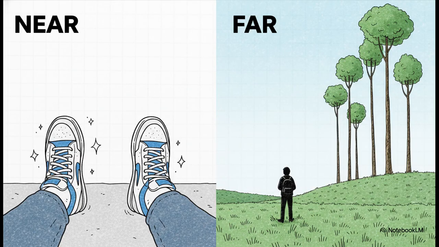For instance, if you're talking about the shoes right on your feet, you'd say, these shoes are new. But if you're looking at some trees way off on a hill, you'd say, those are very tall trees. It's the exact same logic, just for plural stuff.